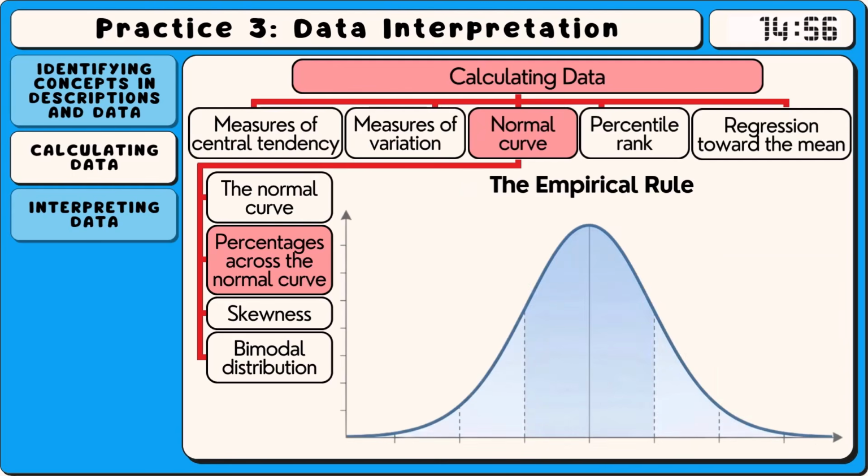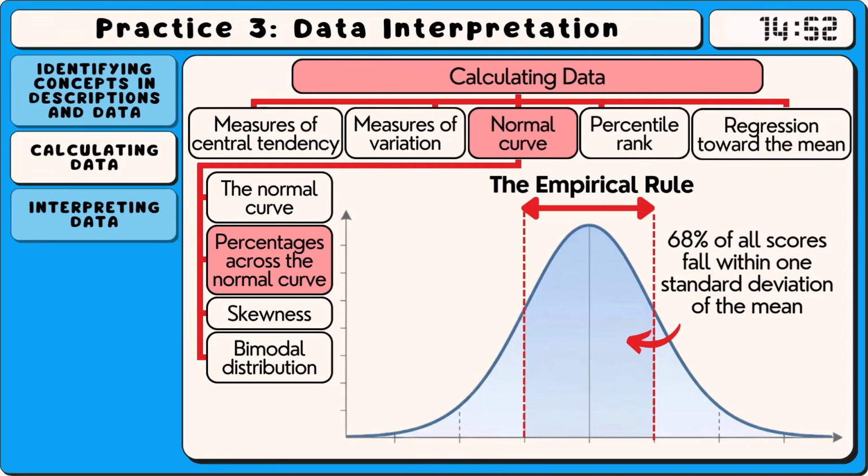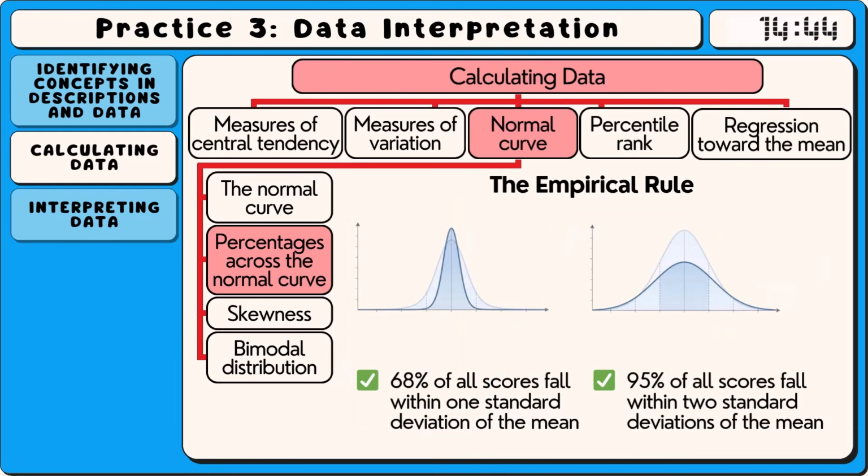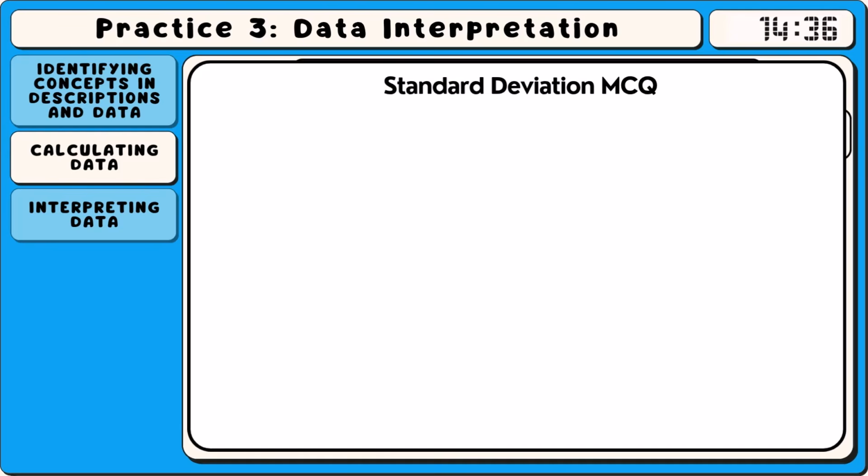In a symmetrical curve, there's a rule called the empirical rule, which states that about 68% of all scores fall within one standard deviation of the mean, and 95% fall within 2 standard deviations. These percentages across the curve stay consistent on a normal symmetrical curve, regardless of if the standard deviation is low or high. So let's look at how this might appear in the exam.